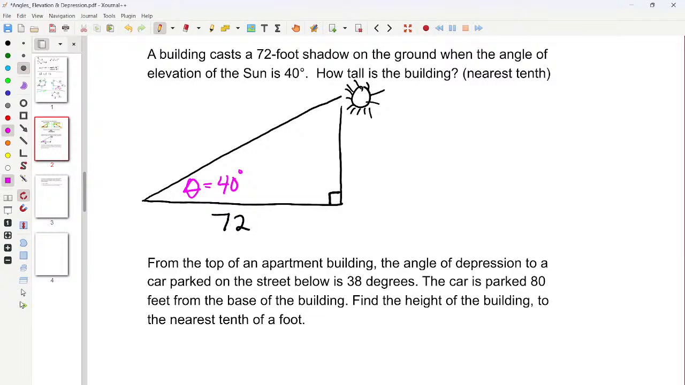How tall is the building? Let's call it X, since that's where the building is. By the way, a little side note: unless it's the Leaning Tower of Pisa, I don't know what building is leaning like that. So your building is going to be straight up and down with the ground.